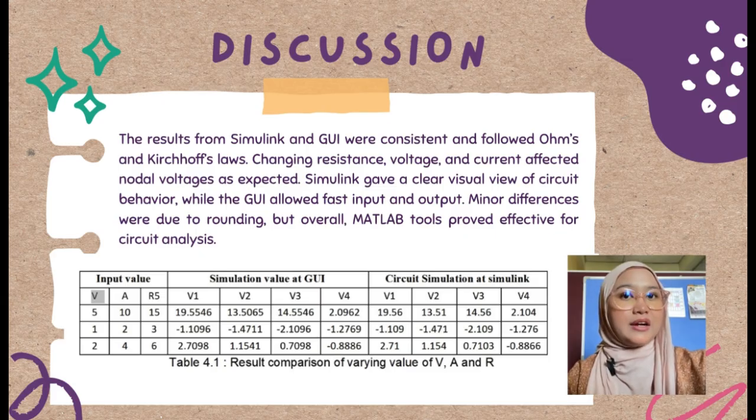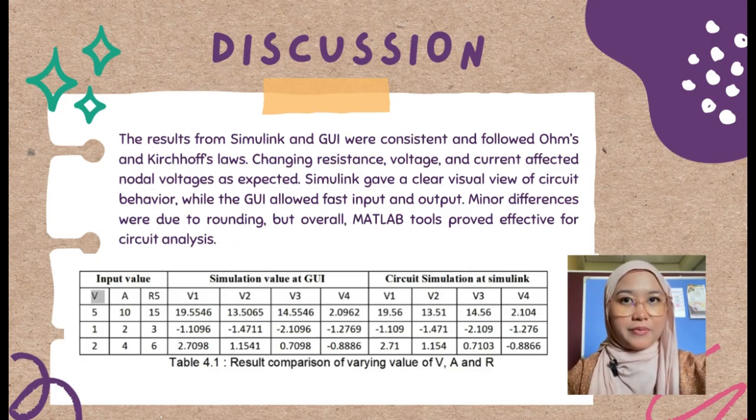The GUI was very useful because it allowed us to quickly enter different values and see the voltage output immediately. This is especially helpful for learning and testing. On the other hand, Simulink provides a more visual view of the circuit operation. It helps us understand how the circuit behaves in real time. There were some small differences between manual and simulated results, most likely due to rounding error or assumptions made during manual calculation. But overall, all the methods agree closely.